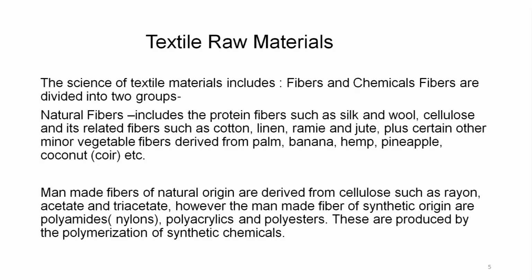Man-made fibers of natural origin are derived from cellulose such as rayon, acetate and triacetate. However, the man-made fibers of synthetic origin are polyamides, that is nylons, polyacrylics and polyesters. These are produced by the polymerization of synthetic chemicals.